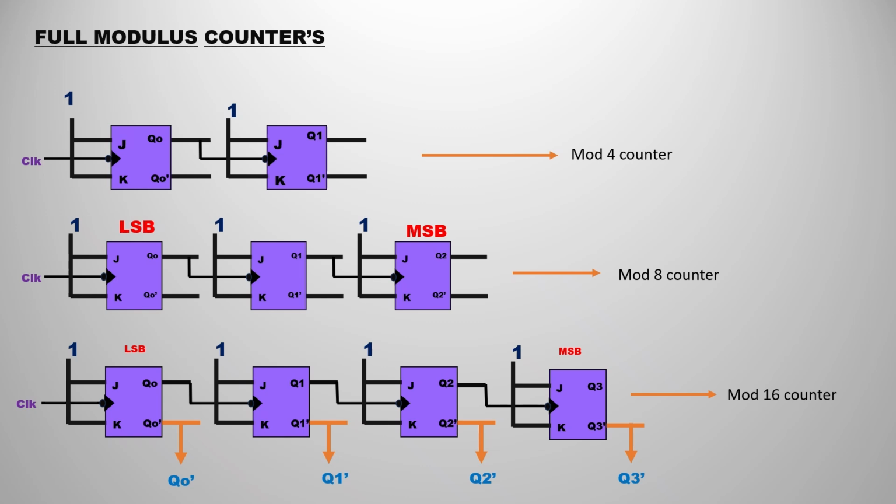We have mod 4, mod 8, mod 16. This is the general cascading of the flip-flops. So we are going to identify from these full modulus counters how we are going to obtain our required modulus, that is mod 10 in this video. So let's see how to do that.